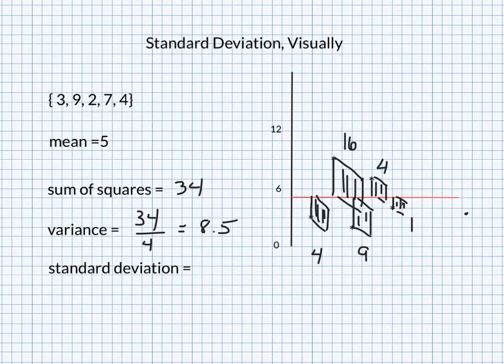And then the final thing we have to do to get the standard deviation is just square root that result. And the square root of 8.5 on a calculator is about 2.9. So that's the standard deviation for this data set. It's a measure of how spread out the data are. So this is a very visual way to see the standard deviation.